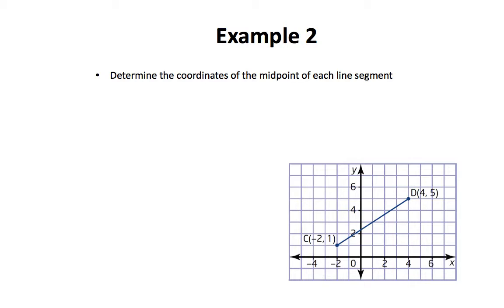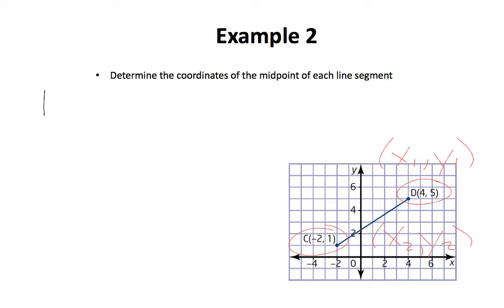In our second example, we want to determine the coordinates of the midpoint of each line segment. Again, I'm going to arbitrarily call point D point 1. So that's going to be x1 and y1. Again, I'm going to arbitrarily call point C point 2, and that's going to be x2, y2.